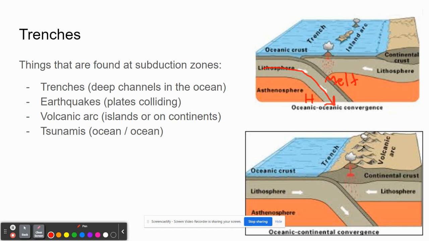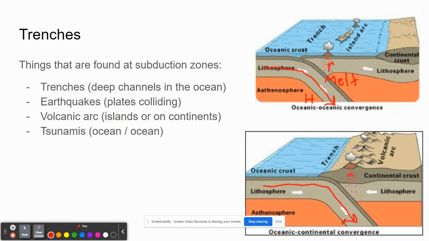And as this starts to melt, it's going to rise to the surface and form a volcano that's going to be there. If it's in the ocean, it's usually called an island arc, because these volcanoes are shooting up into an island that's there. Same thing is going to happen for the continent.